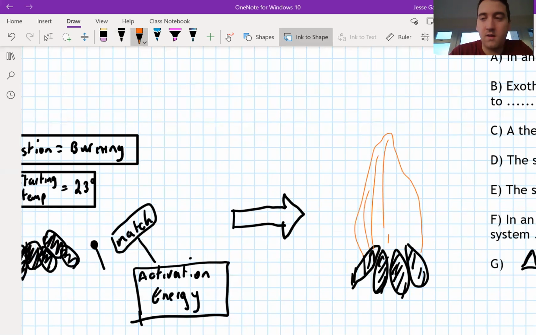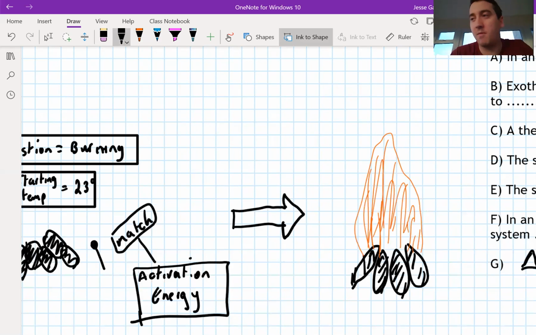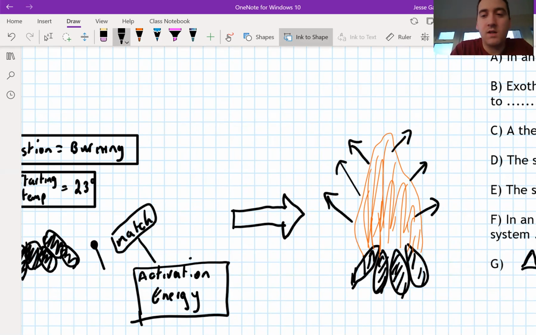Here's our fire. In this particular case, this is a chemical reaction, a combustion reaction. What's going to happen is energy is going to be transferred from the system, which is the burning wood, to the surroundings. So lots of energy is released or transferred. I like the word transferred rather than lost.